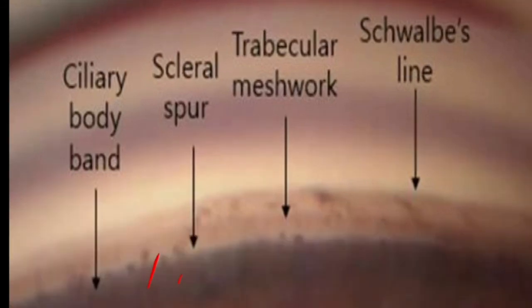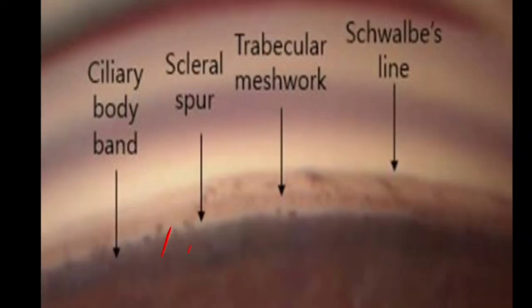Then one more structure which may be visualized is the blood vessels. These blood vessels can be physiological or pathological. The physiological ones are usually radial in pattern at the base of the angle recess. Pathological blood vessels usually run randomly in various directions. So these are the angle structures which you visualize.